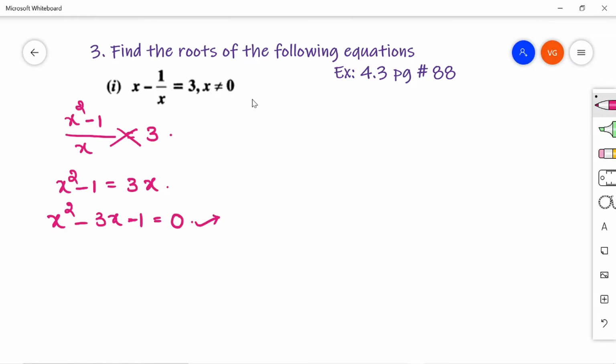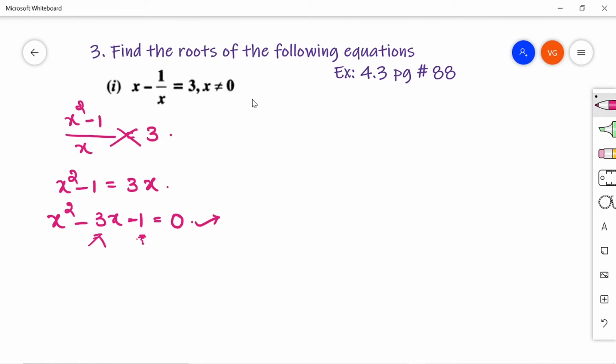So you can choose any method. Here this is 1, so we have to find the factors of 1 such that the sum or the difference should get 3. So which will become complex. So I'll go with the formula method.